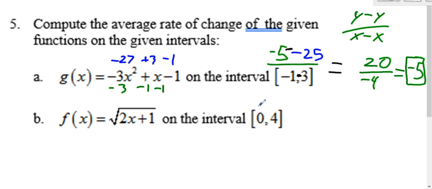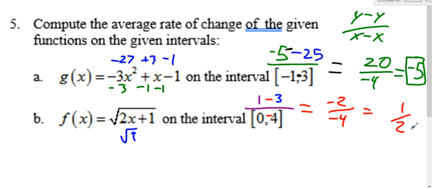Same thing here. These are your x's. We want the y's that go with them. Plug in 0. We get the square root of 1, which is 1. Plug in 4. We get 8 plus 1 is 9. Square root of 9 is 3. So since slope formula is y minus y over x minus x, you get negative 2 over negative 4, which is 1/2.